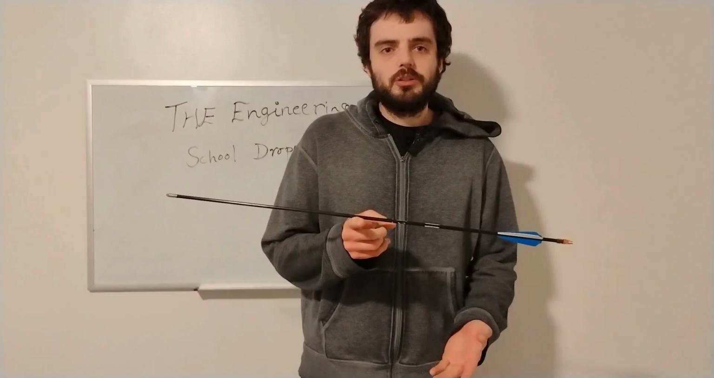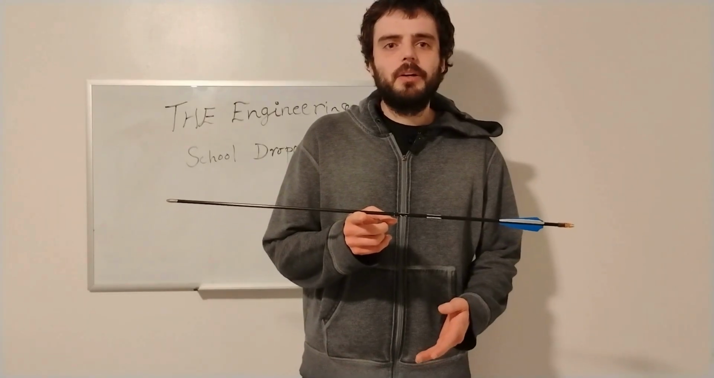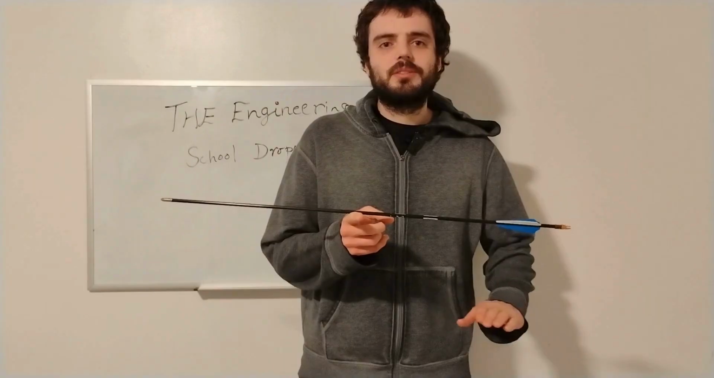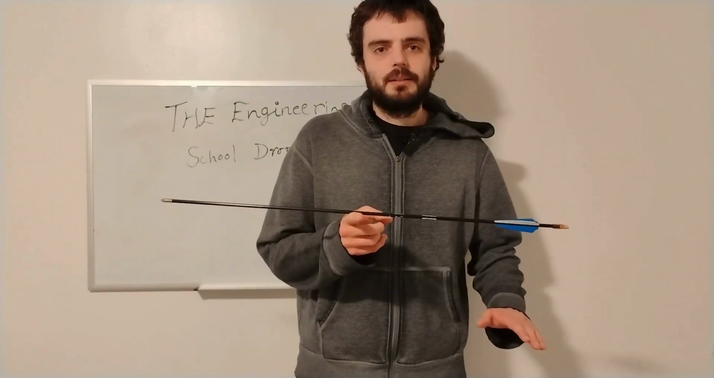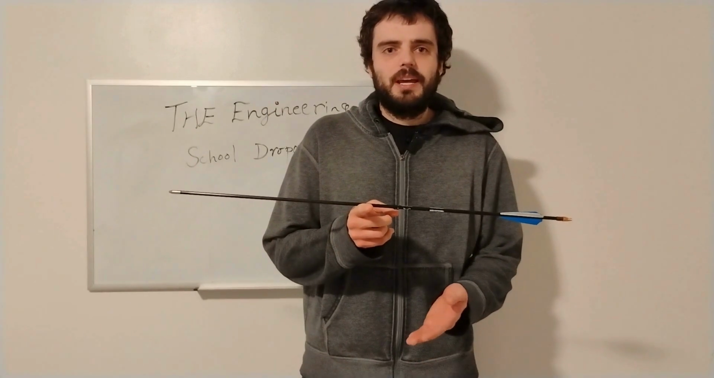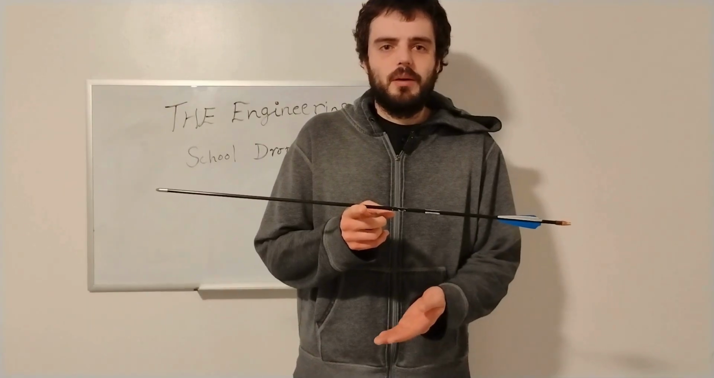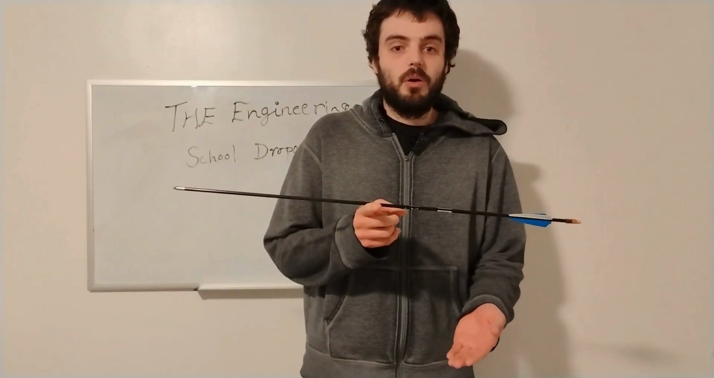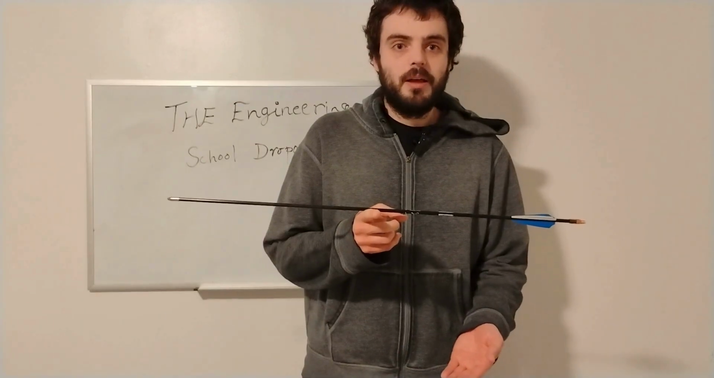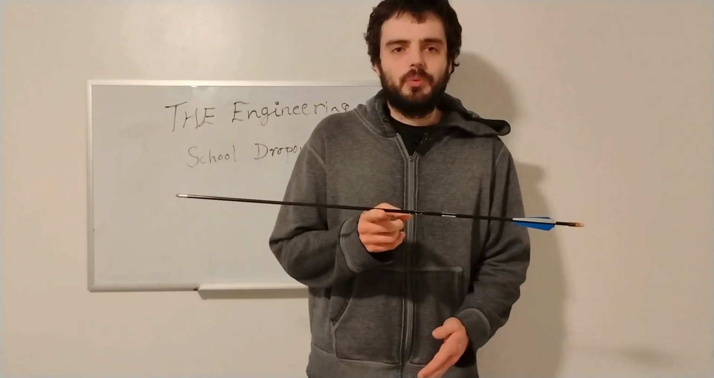Now, center of pressure is the point on an object where we can imagine all of its aerodynamic forces to act. Aerodynamic forces are just the forces that air exerts on an object, whether it's an arrow, a rocket, or a dog. Now, torque is a twisting force.